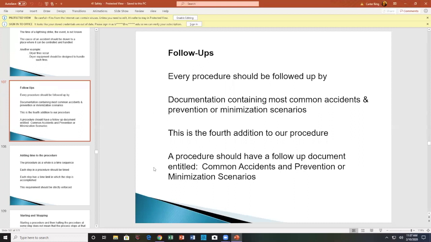So the first column, what is to be done. Second column, why we're doing it that way. Third column is what happens if we don't do it that way, i.e. any accidents. The fourth column would be our comments column.